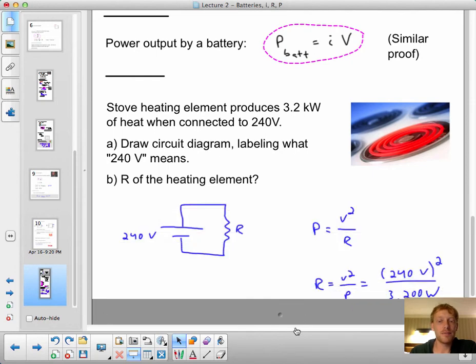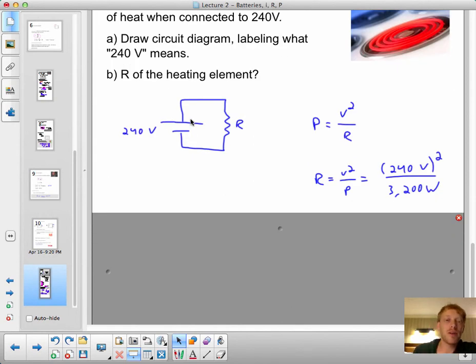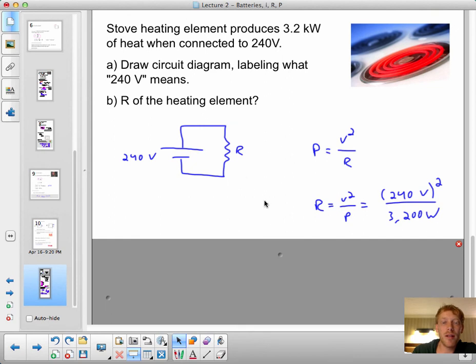Okay, here's the answer. Let me make sure that my head is not occluding the answer. Okay, so here's a circuit. There's some voltage source that has an EMF of 240 volts. It's attached to the resistance of the stove element. The power is equal to V squared over R, the power output by that resistor. Why did I choose that expression instead of IV or I squared R? Well, because we know something about the voltage being applied to it, and we're talking about the resistance of the element. That's what the problem is asking for, and we're given the power that it is dissipating. So that's the equation that directly links those three.